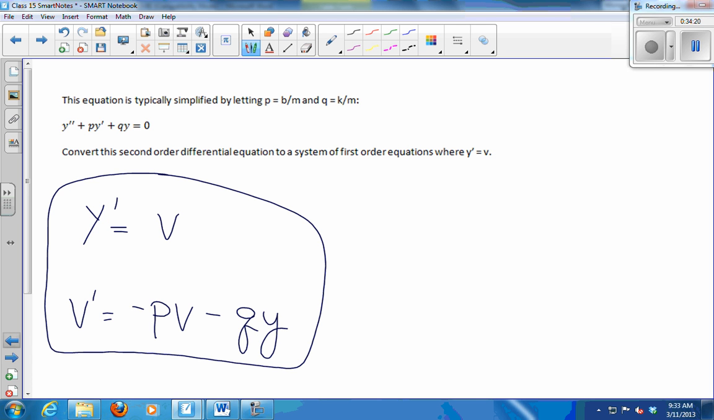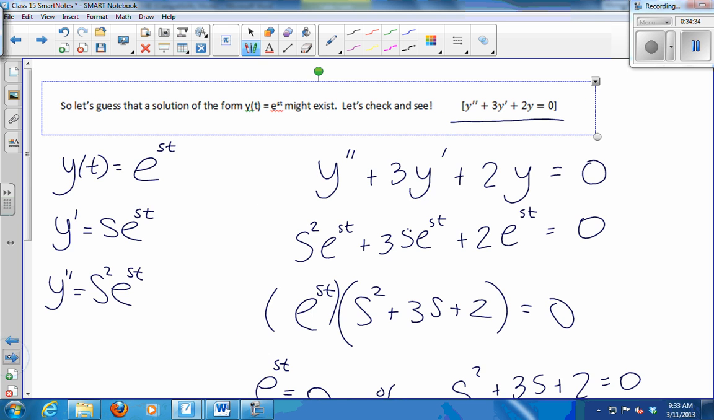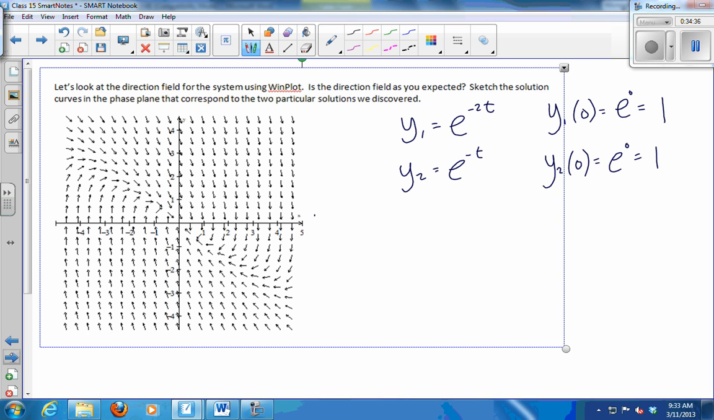What to label my axes? There is no x though. I have y and v. Right, but this is the vector field. Time is not in the vector field. This is just y and v, right? When we had a system of x and y, it was x and y, and time doesn't show up.